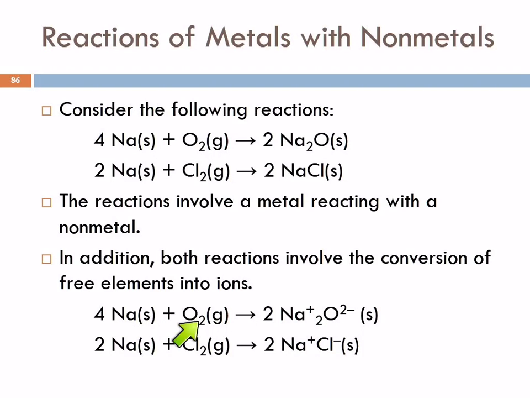They started out as atoms. And here, sodium and chlorine, again, the sodium is transferring an electron to the chlorine, forming a positive and a negative ion, and the result is an ionic compound. There's a transfer of electrons.